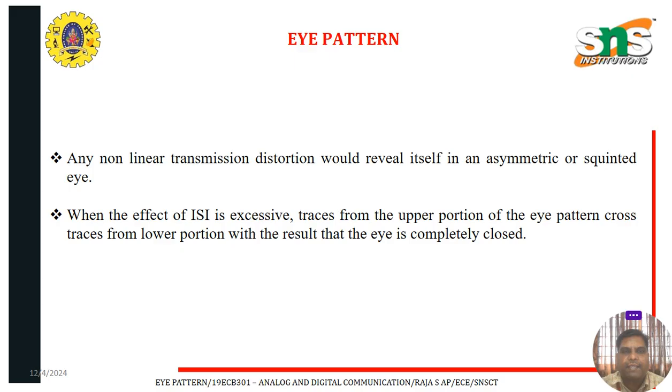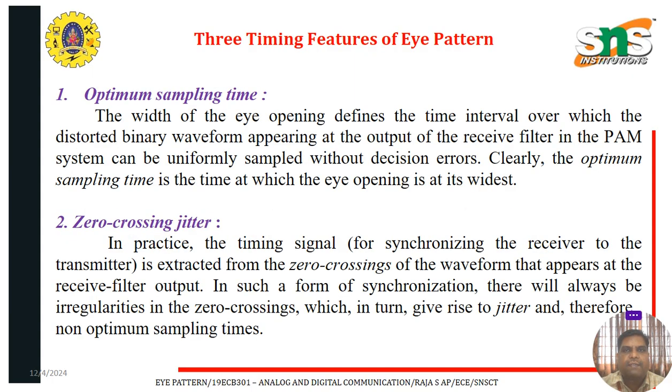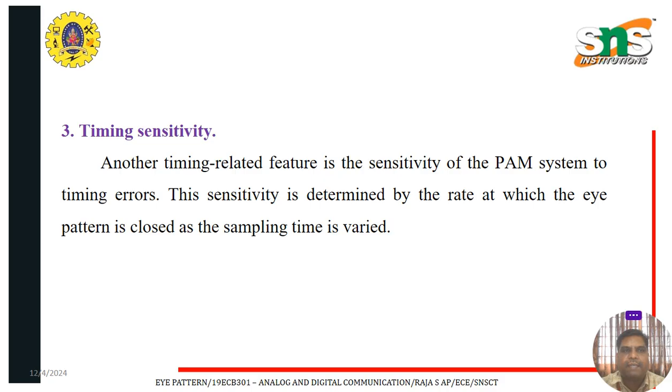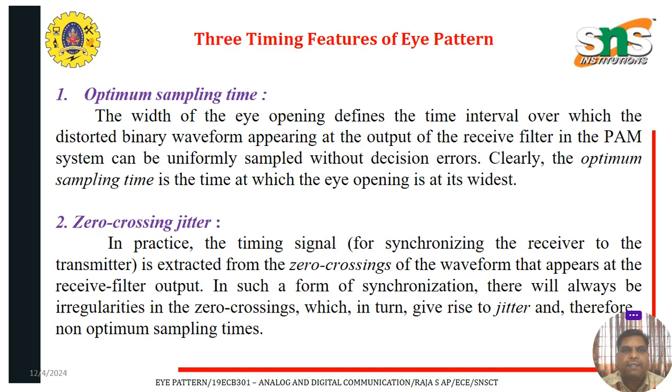When the effect of ISI is excessive, traces from the upper portion of the eye pattern cross traces from the lower portion, with the result that the eye is completely closed. The three timing features of the eye pattern are optimum sampling time, zero crossing jitter, and timing sensitivity. The width of the eye opening defines the time interval over which the distorted binary waveform appearing at the output of the receive filter in the PAM system can be uniformly sampled without decision errors. Clearly, the optimum sampling time is the time at which the eye opening is at its widest.